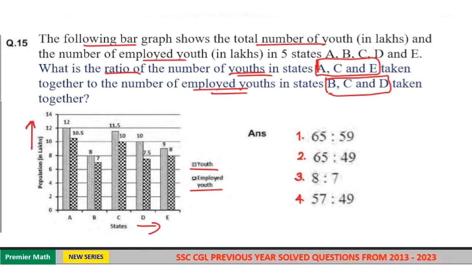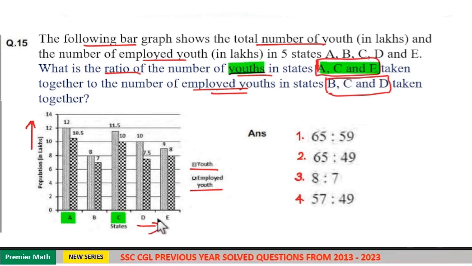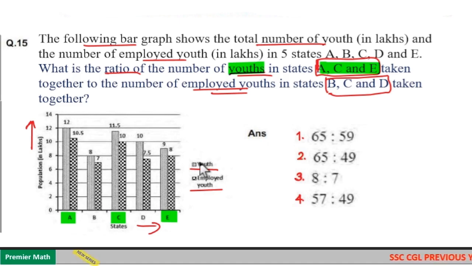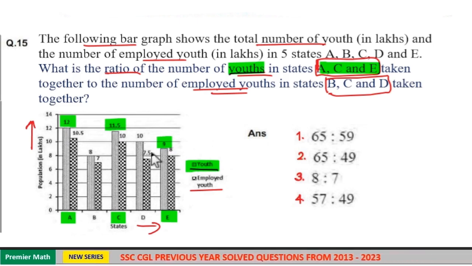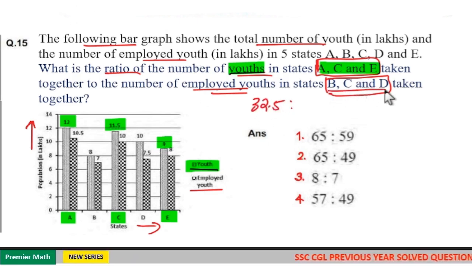Now we need youths in A, C and E. Youth is light pattern, which is 12 plus 11.5 plus 9. 11 plus 9 is 20. 20.5 plus 12 is equal to 32.5. Next, we need employed youth in B, C and D.